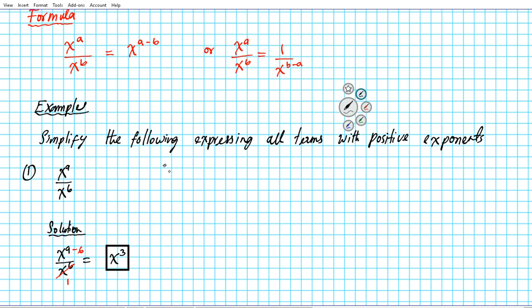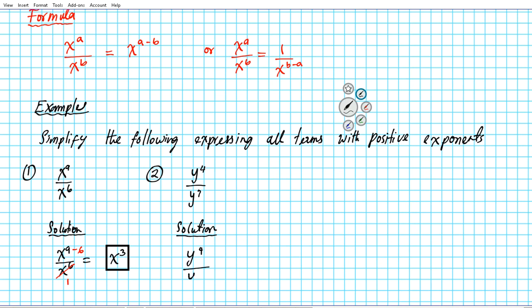All right, let's take a look at another example, number 2. Now let's say you have y to the 4th power divided by y to the 7th power. All right, so how do we simplify that? Expressing our final result using positive exponents. So we have y to the 4th over y to the 7th.